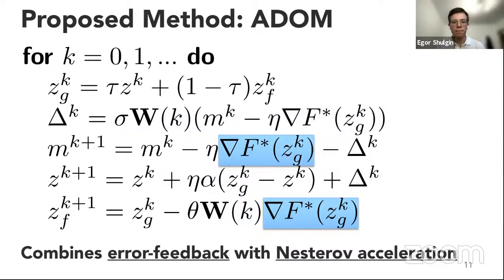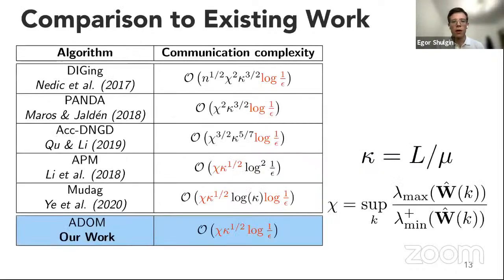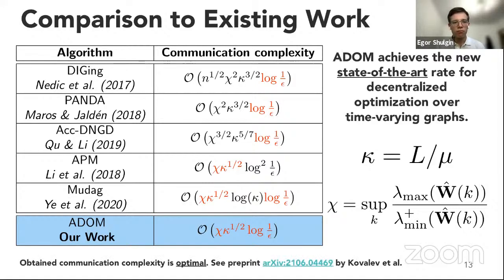And next, I would like to present you a review of some decentralized optimization algorithms that are capable of working in the time-varying network regime with guarantees. And here, complexity terms highlighted in red represent the best node dependencies. So ADOM is the only method with the right dependencies in all terms. And in this way, it achieves the new state-of-the-art rate. And this is, in fact, optimal.